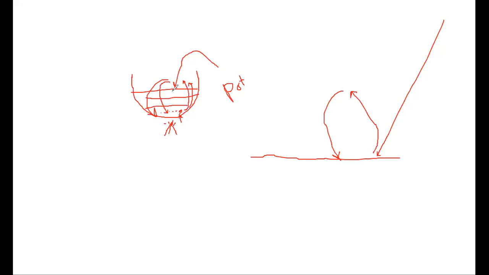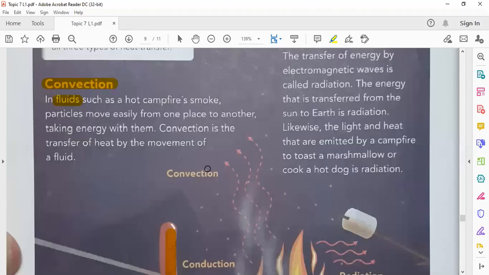Why does convection not happen in solids? Who can tell me? Because they can't move easily from one place to another.